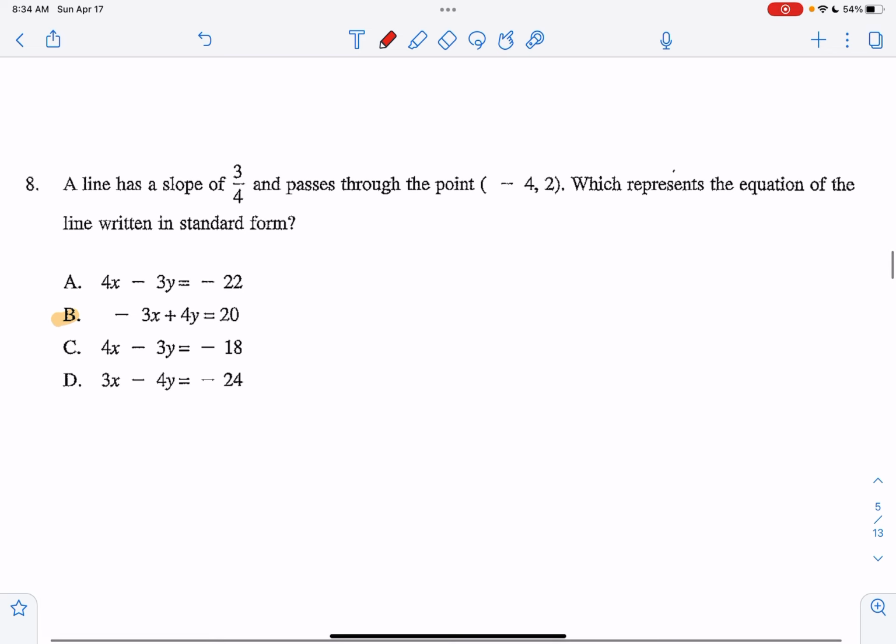Next one, number 8, a line has a slope of 3/4 and passes through a point -4, 2, which represents the equation of the line written in standard form. So if you have the slope and you have a point, you can use what's called the point slope form of a line.